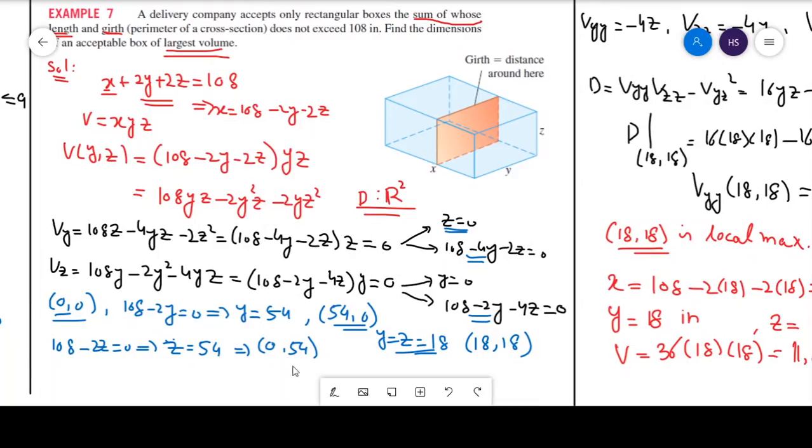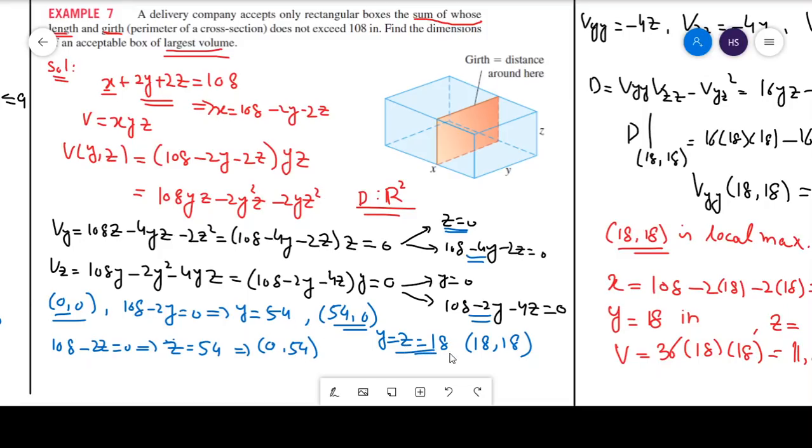Here we were. So these four are possible critical points: (0, 0), (54, 0), (0, 54), and (18, 18), right? If you take (0, 0), the volume would be 0. If you take (54, 0), that means your z is 0, so your volume is also 0. A similar case holds for (0, 54). So your volume is 0 at these three points.